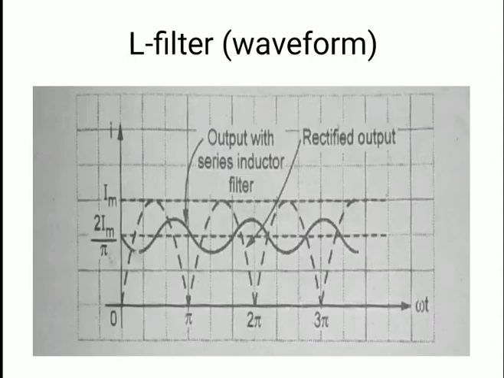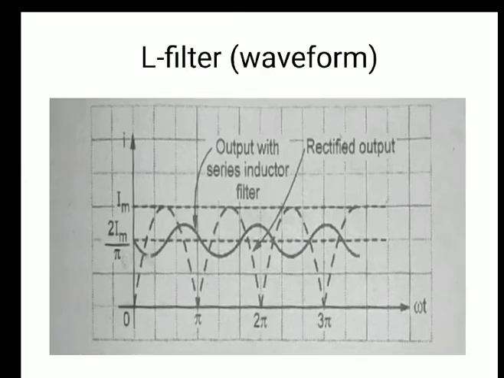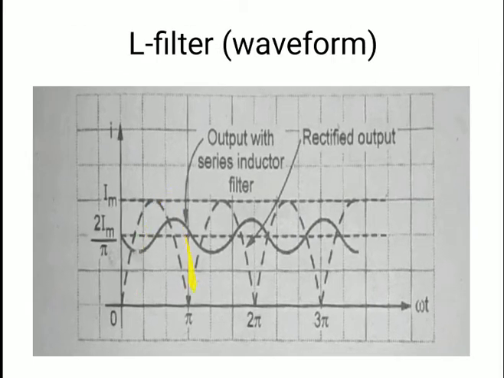So you can see the dark line represents the filter output and the dotted line represents the rectifier output. Whenever the current is increasing, the rectifier output is decreasing. When the rectified output is decreasing, the filter current is increasing, right? So this is how it works.